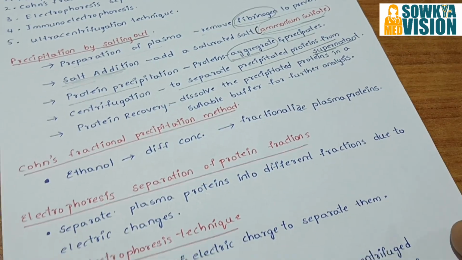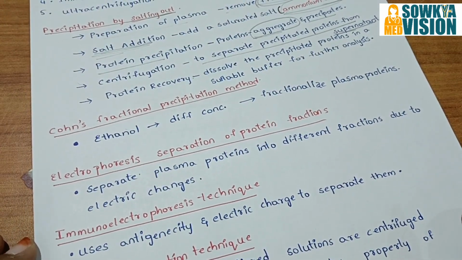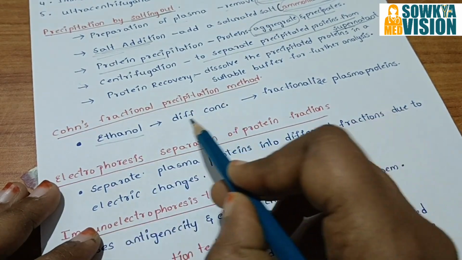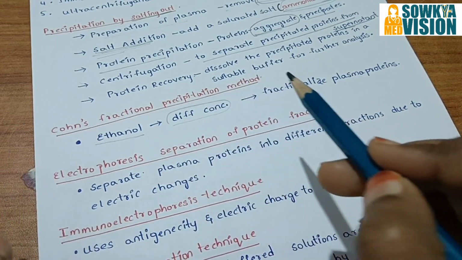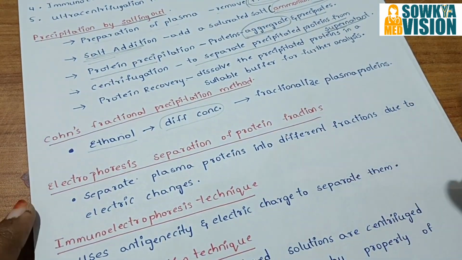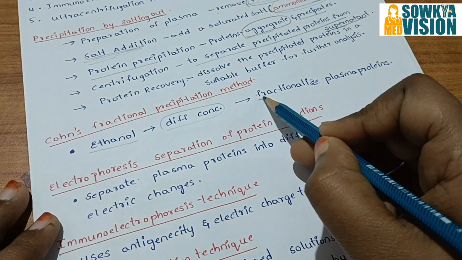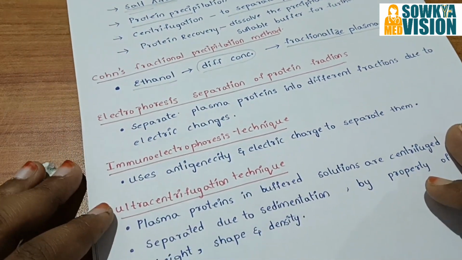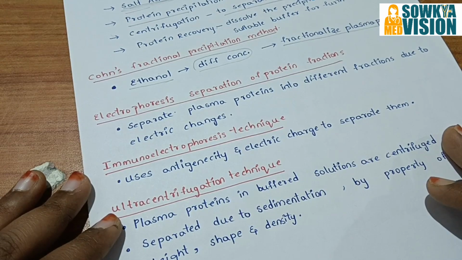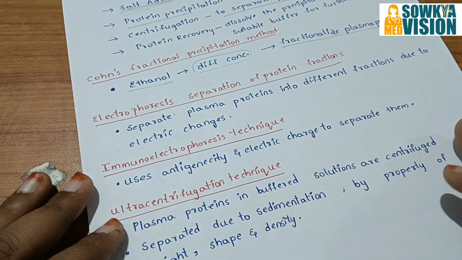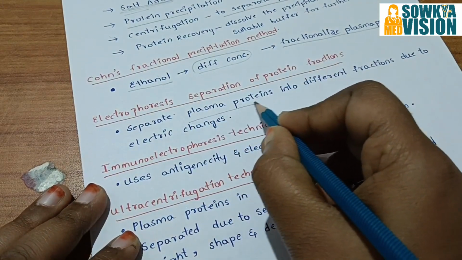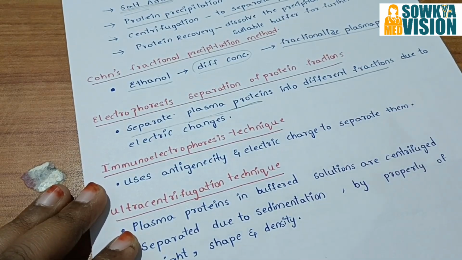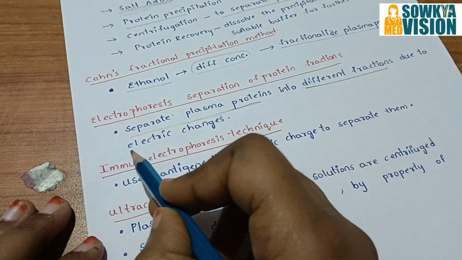Now the next process is Cohn's fractional precipitation method. Here ethanol is used at different concentrations. Take 3 to 4 samples at different concentrations and fractionate the plasma proteins. The third process is electrophoresis separation of protein fractions, in which plasma proteins are separated into different fractions by their different electric charges.